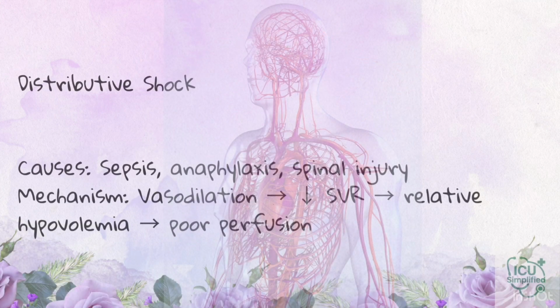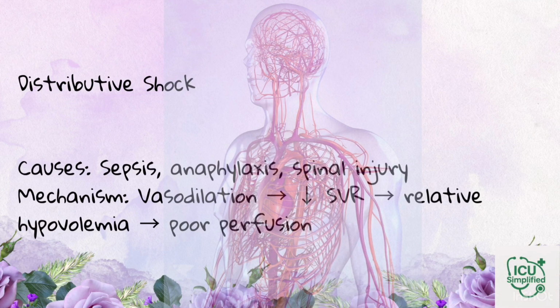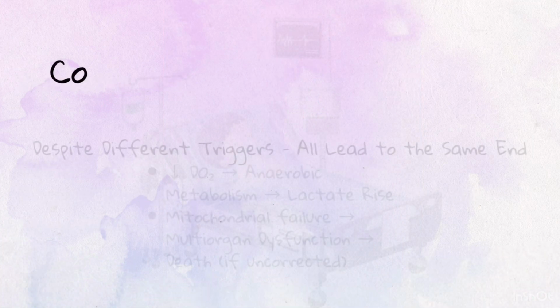So, in distributive shock, there is something wrong with the blood vessels. They lose their tone, which results in widespread vasodilation. This is commonly seen in sepsis or anaphylaxis. So blood is misdistributed despite normal volume. There is vasodilation, which results in decreased SVR, relative hypovolemia, and poor perfusion.